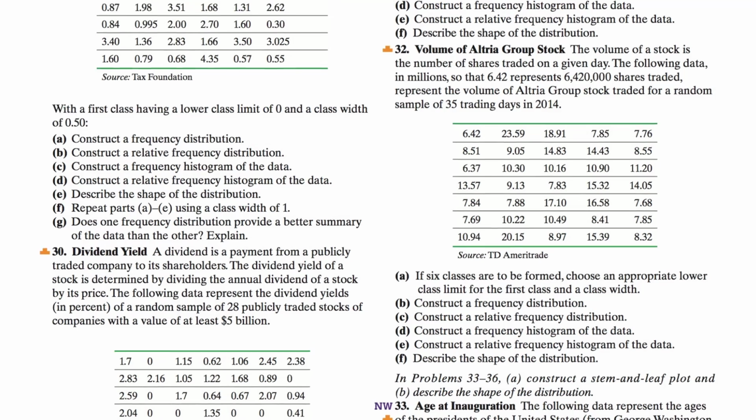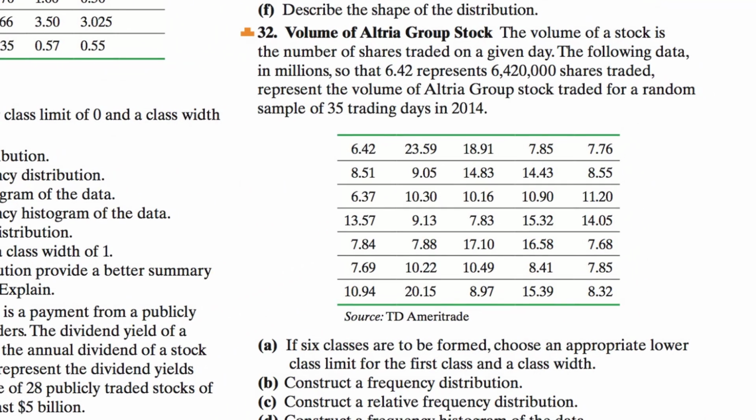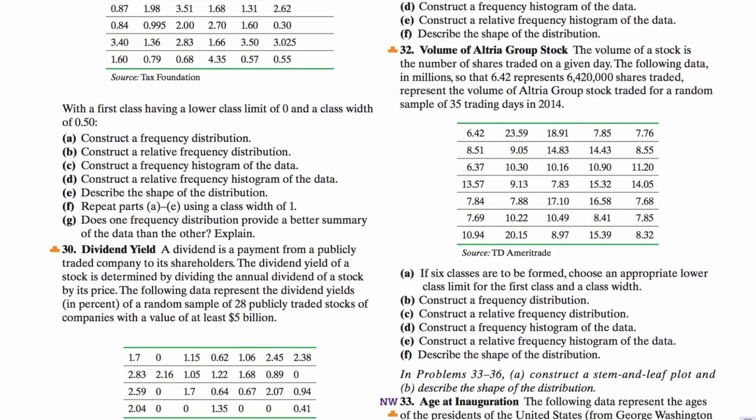So the problem says Altria Group Stock. The volume of a stock is the number of shares traded on a given day. The following data in millions, so that 6.42 represents 6,420,000 shares traded, represent the volume of Altria Group stock traded for a random sample of 35 trading days in 2014. So we need to get this keyed in, and even though the table is separated into multiple rows, the entire table is going to be entered into a single list. So I'll go back to the calculator and do that.